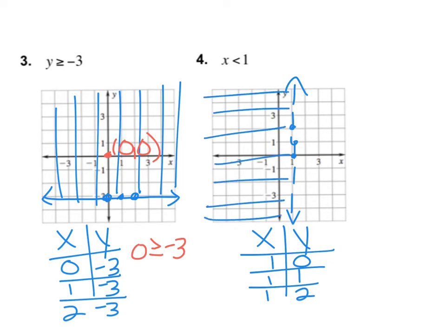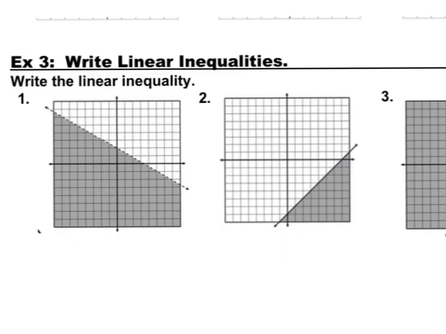And again, test a point. And if it works, you know you're shading in that direction. If it doesn't, then you know to shade in the other direction. So is 0 less than 1? Yeah, 0 is less than 1. And notice 0, 0 is one of the solutions to that inequality. So in our third example, we're going to be writing linear inequalities.